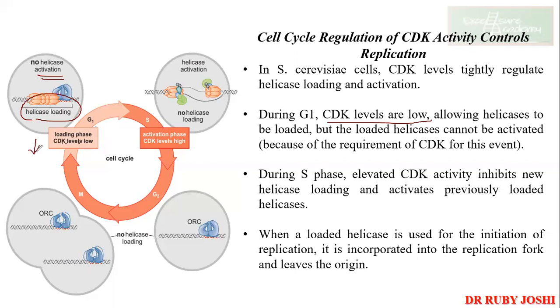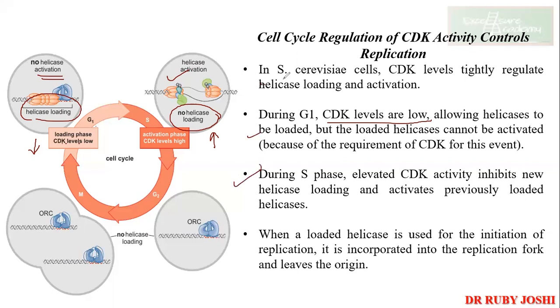CDK level is less. And what will happen if there is an increase in the CDK level? It is going to phosphorylate your helicase loader, CDC6, CDT1, so there won't be any loading. And of course, this is going to result in the helicase activation. So while the CDK levels are low, it allows helicase to be loaded, but the loaded helicase cannot get activated. Now, during the S phase, elevated CDK activity inhibits new helicase loading and activates previously loaded helicase.